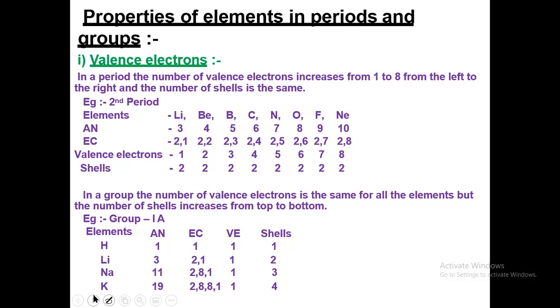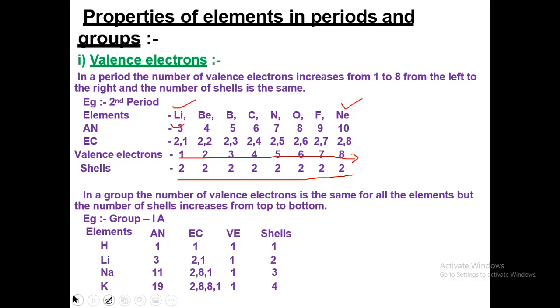For example, in the second period, from element lithium to neon, these are all the atomic numbers, and these are the electronic configurations. If we look at the number of valence electrons, the number of electrons is increasing continuously, and the number of shells is constant in the case of valence electrons in periods.